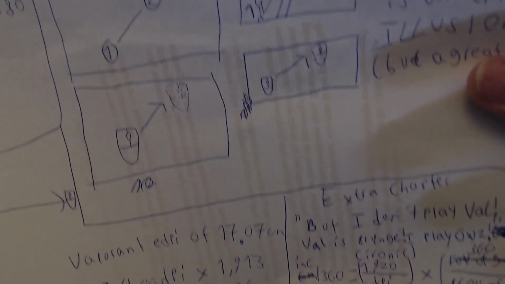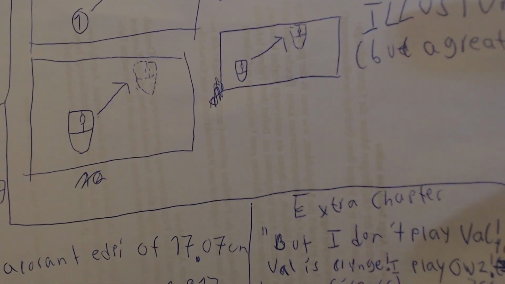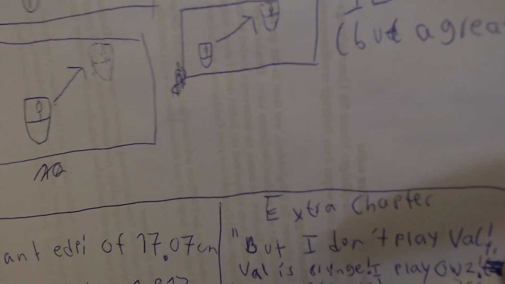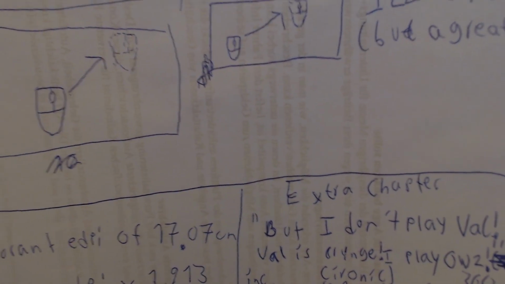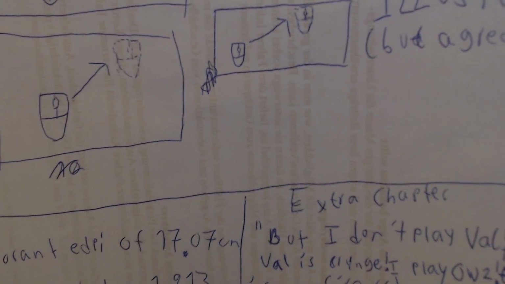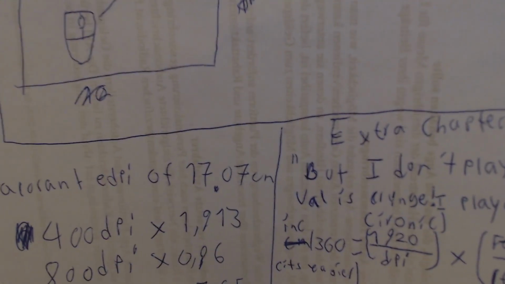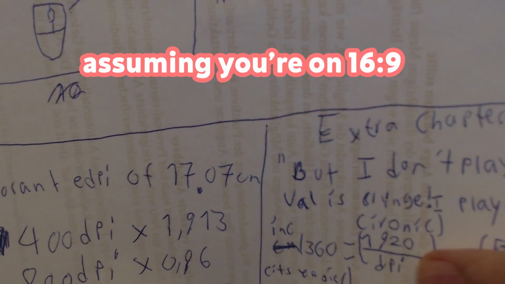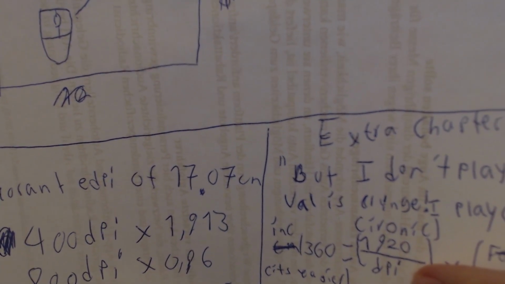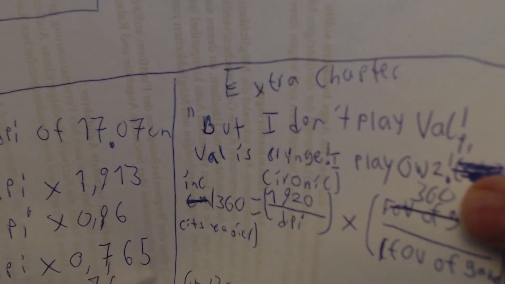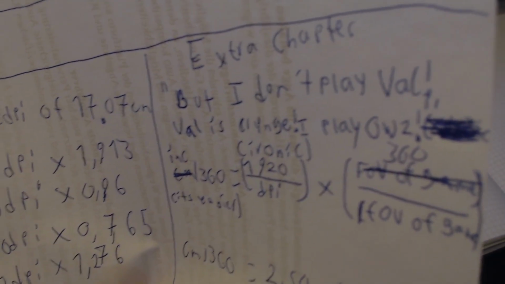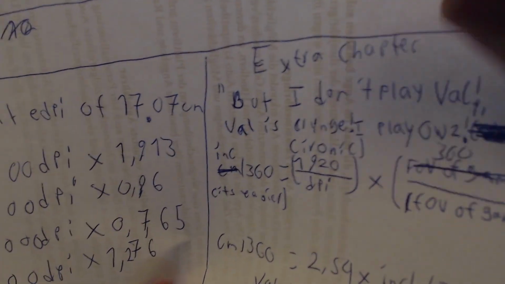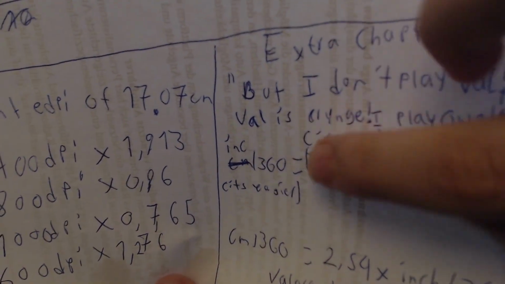But now I hear you say, here's the extra chapter, I don't play Valorant. Valorant is cringe. I play Overwatch 2. Ignoring the irony of that sentence, I also have a calculation for how you can convert that to other games when your other game has a different FOV. So you have inches per 360 equals your monitor's width divided by the DPI you have, multiplied by 360 degrees divided by the FOV of your respective game, which in Overwatch is also 103 degrees actually, unless you lower it manually. So that's how you get your inches per 360, and to get the centimeters per 360 you just multiply it by 2.54.